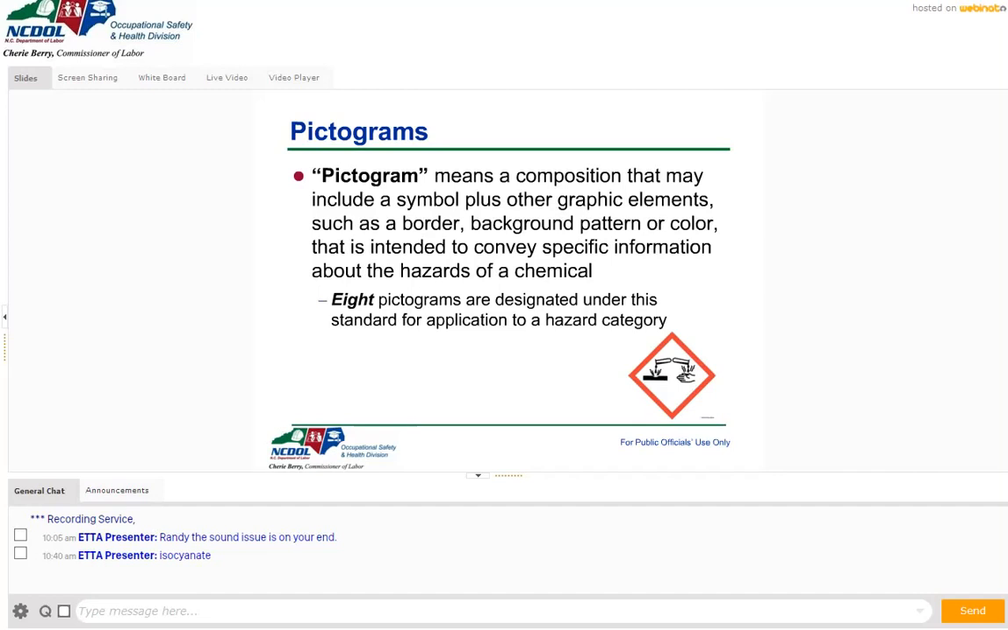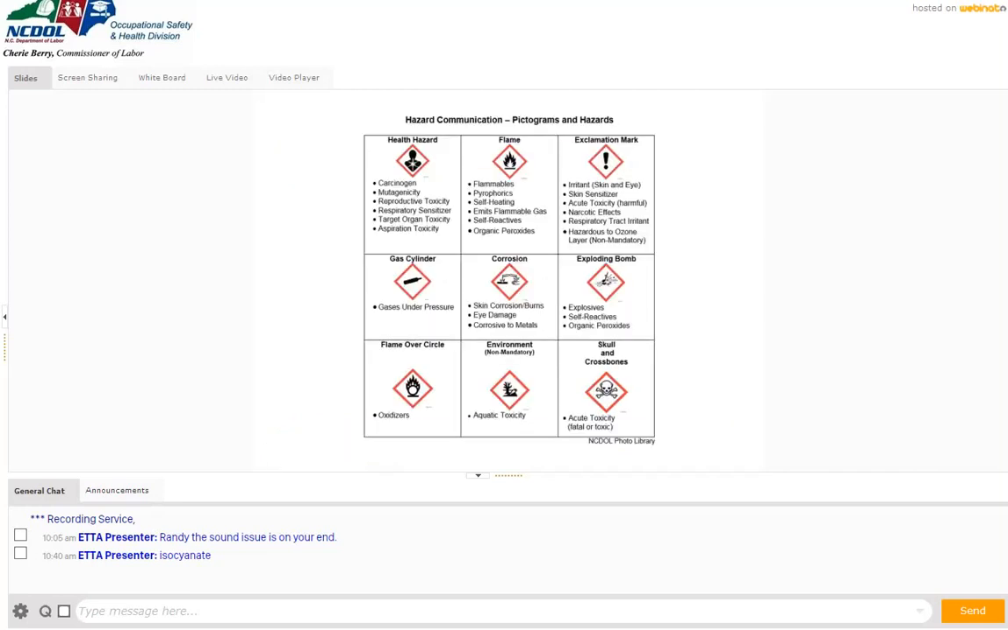Pictogram. It's a little symbol plus graphics that tell us about the classification of the chemical. And 8 of them are covered by OSHA and 1 is covered by EPA. This is our environmental one, the fish and the plant. I guess there's a dead fish and a dead plant. Anyway, aquatic toxicity. All the other ones are covered by OSHA.